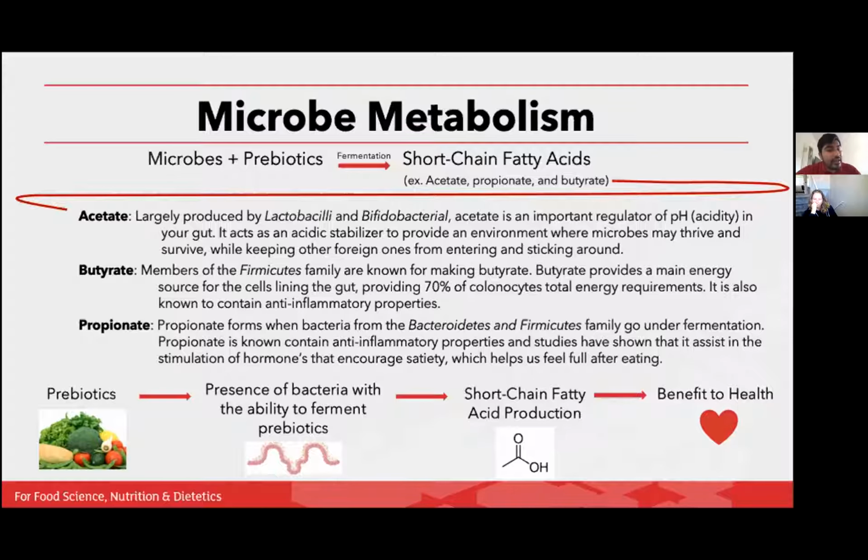Now, butyrate is produced by members of the Firmicutes family. This short-chain fatty acid is actually the main energy source for the cells lining the large intestine, providing 70% of the large intestine cells' energy requirements. So just imagine, if we have an absence of the short-chain fatty acid butyrate, what do you think is gonna happen? Obviously the cells are not gonna get their surplus amount of energy.